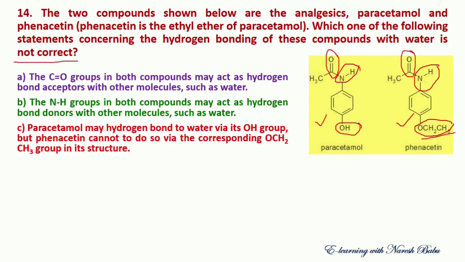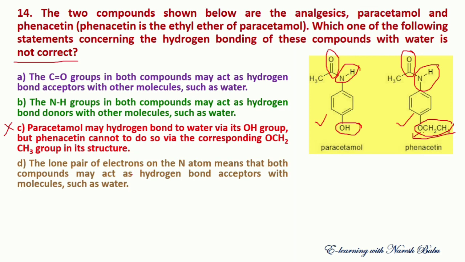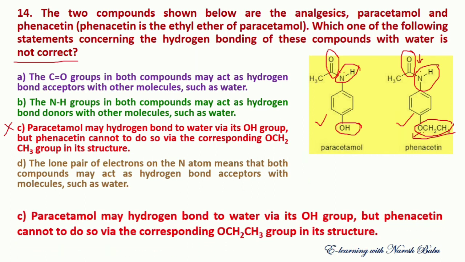But due to the presence of lone pairs of electrons on the oxygen, it is able to accept a hydrogen bond from a hydrogen bond donor. So it can make a hydrogen bond through this lone pair of electrons, just like the OH. So this statement is not correct. And we can see the next option also. The lone pair of electrons on the nitrogen atom means that both compounds may act as hydrogen bond acceptors with molecules such as water. So the nitrogen present in paracetamol and phenacetin, with its lone pair of electrons, acts as a hydrogen bond acceptor. So C is the wrong answer and the remaining three options are correct.